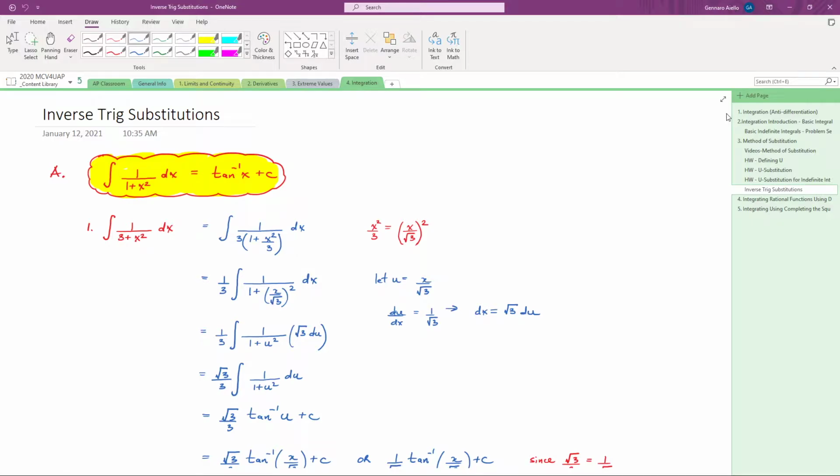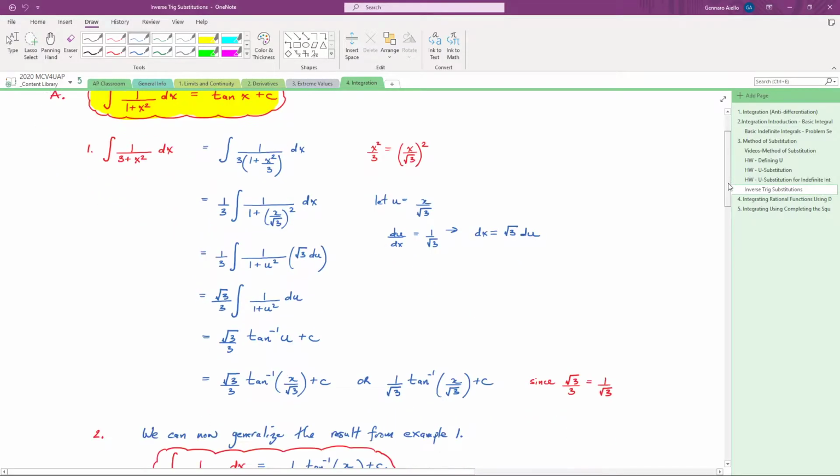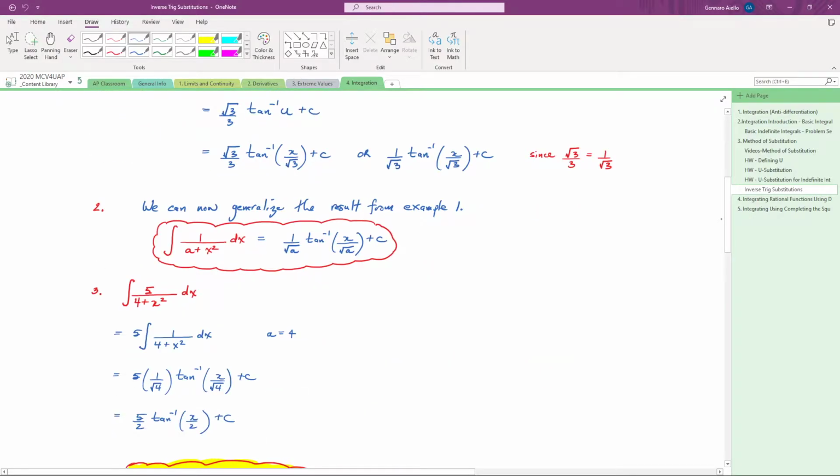So just to quickly recap what the inverse trig substitution lesson was about, it was basically identifying integrals that look like 1 over 1 plus x squared. So we took that and we found this generalized form. If you see integrals of the form 1 over a plus x squared dx, then you can apply that arctan formula. That was the first part of the lesson.